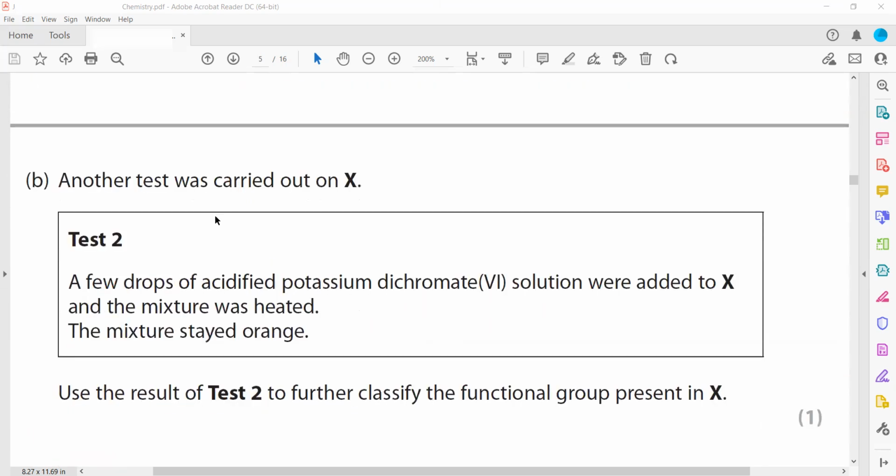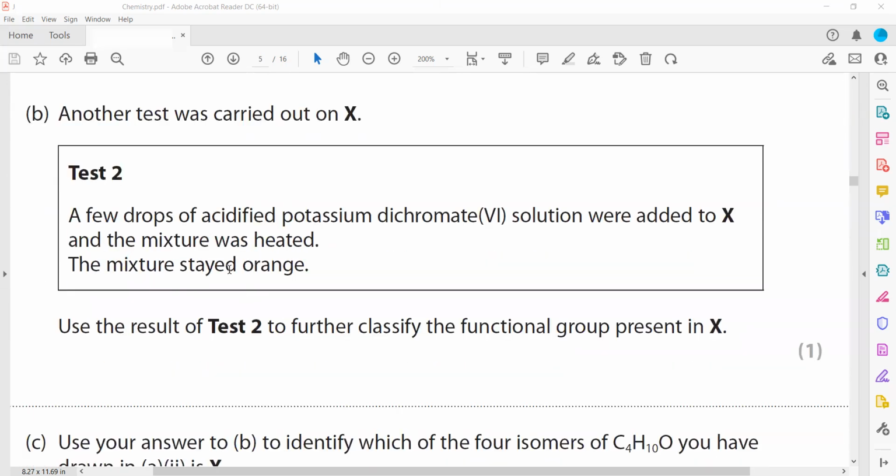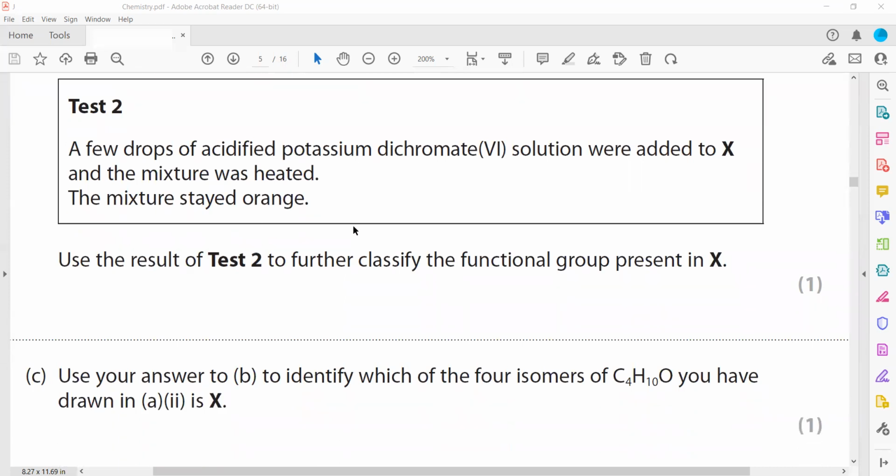Then the next part, another test was carried out on X. A few drops of acidified potassium dichromate were added. The mixture was heated. When we add potassium dichromate to an alcohol, it will be oxidized because it's an oxidizing agent, but the mixture stayed orange. So this confirmed that it is a tertiary alcohol. Use the result of the test to further classify the functional group present in X. So what will be the classification? Basically it is a tertiary alcohol.